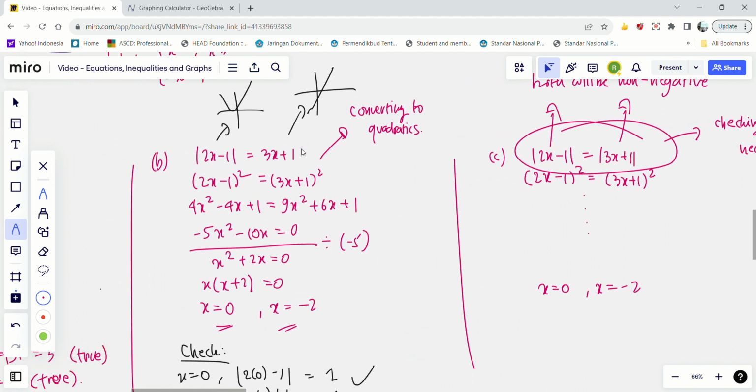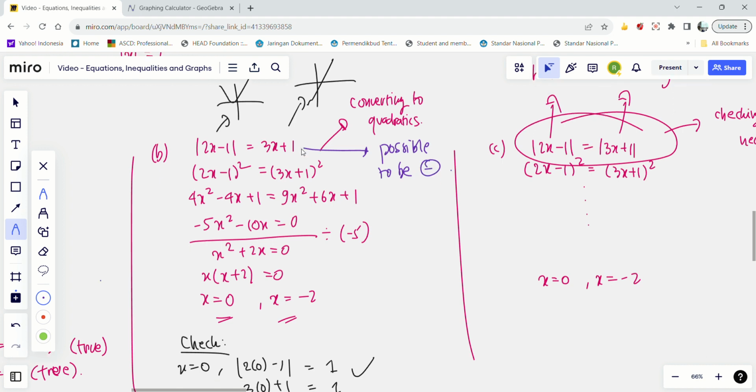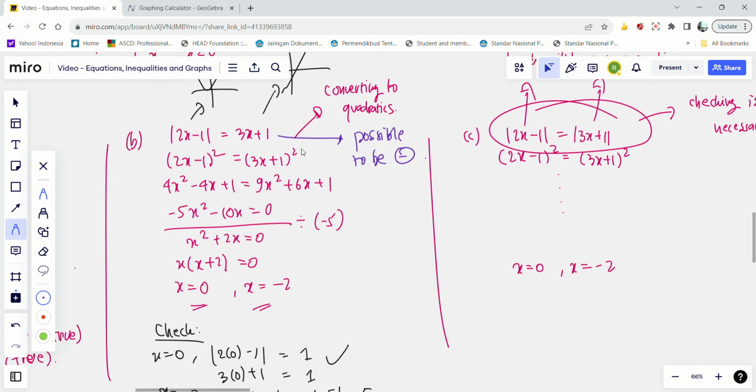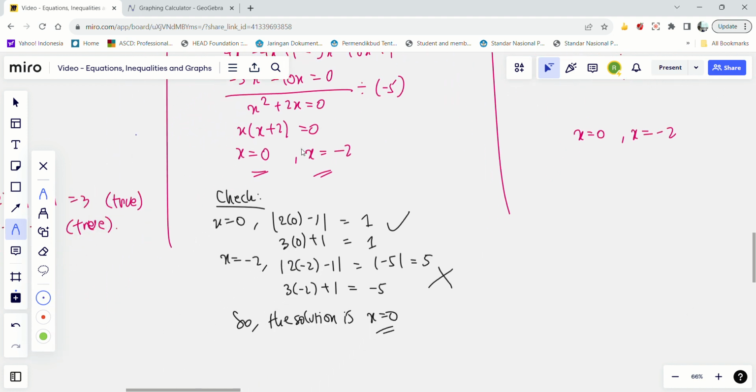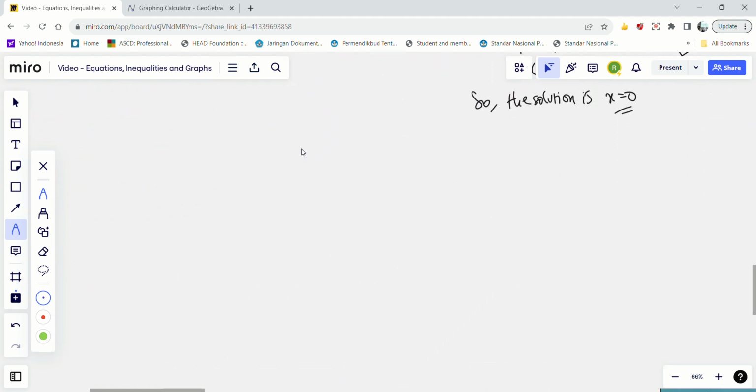Now the reason why we need to check for the previous case is that this side is possibly negative. That's something you have to be careful about. I hope that makes sense to you. So let me also take another example. Where is it from the exercise?